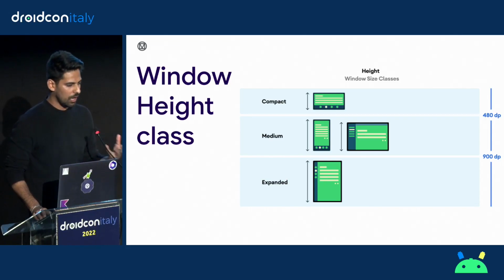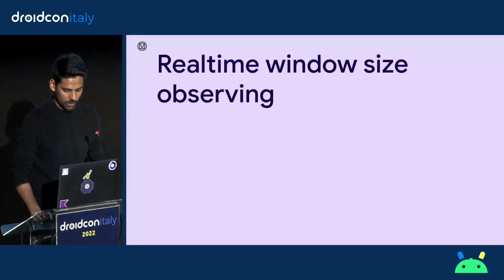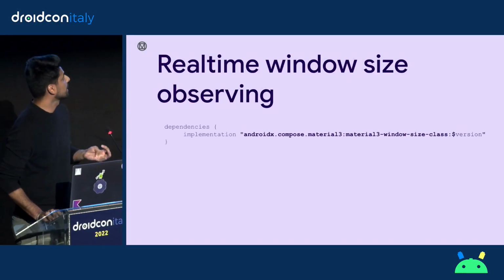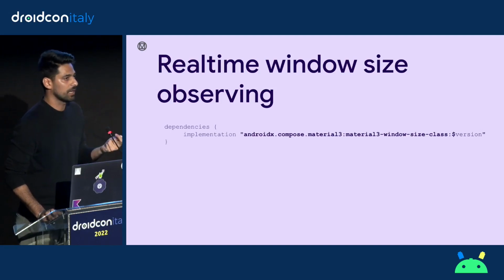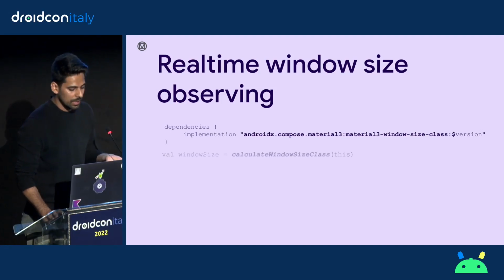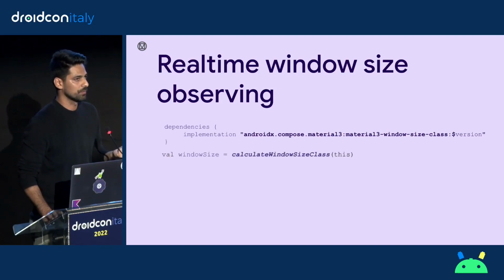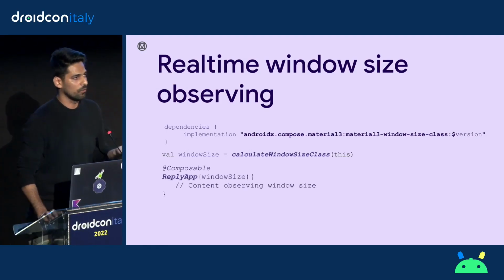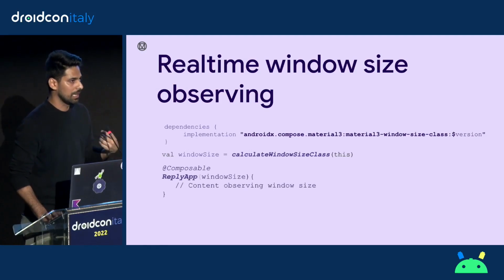So let's see how we can start observing this window size information in our applications. We have this Material 3 window size class library that you can use, and it gives a very simple composable function, calculateWindowSizeClass. It gives you information on both width and height classes. And all you have to do is pass it to your app content, and you are ready to observe the information.